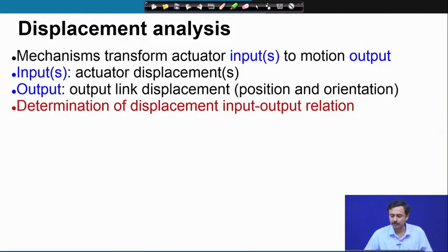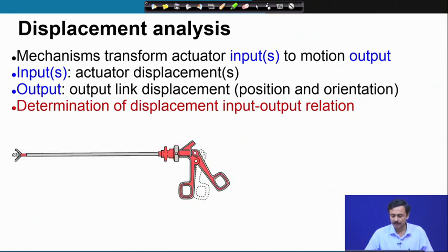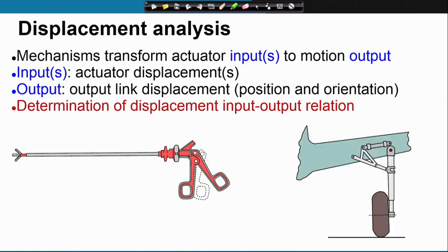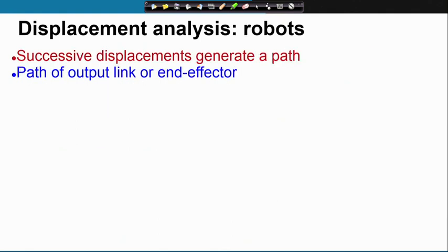Just to review what we have already discussed. We want to find out the input-output relation, which is the subject matter of displacement analysis. We looked at examples where, given an input, we would like to know what the output will be, or inversely, for a specified or required output, what the input should be.